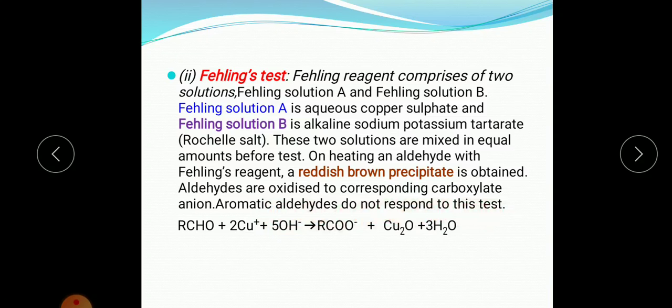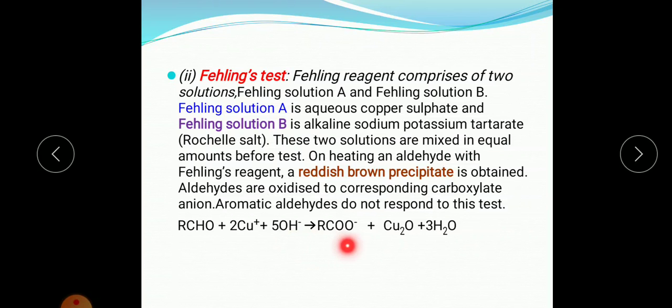If it is formed, it confirms that the compound taken is an aldehyde, and this is known as Fehling's test. Whereas aromatic aldehydes, for example benzaldehyde, do not respond to this test. So the chemical equation for this is: we have taken the aldehyde, and from the Fehling solution, copper ions, and sodium hydroxide, which is a basic solution.